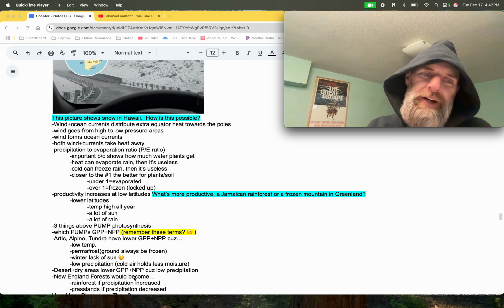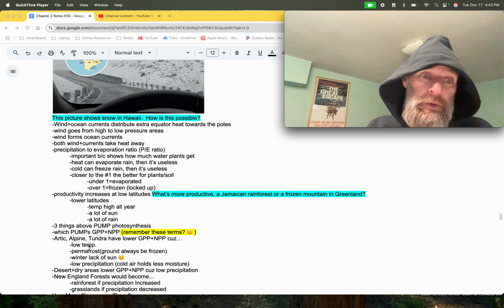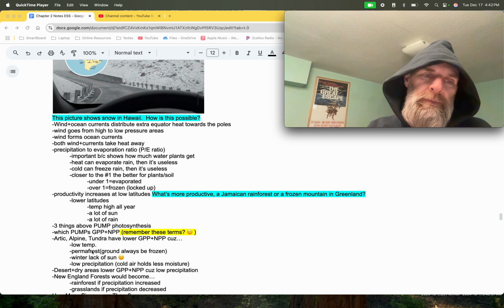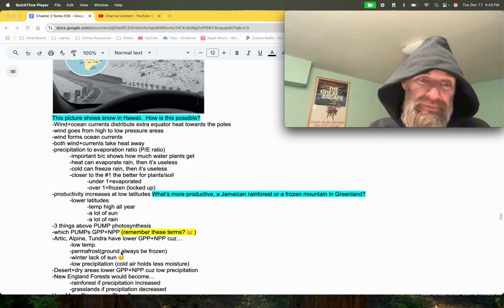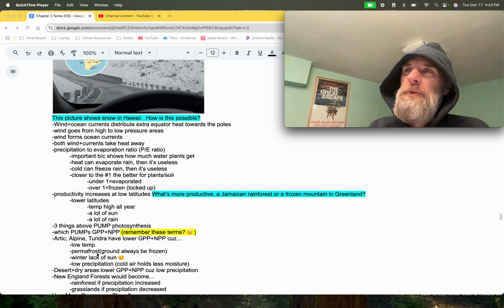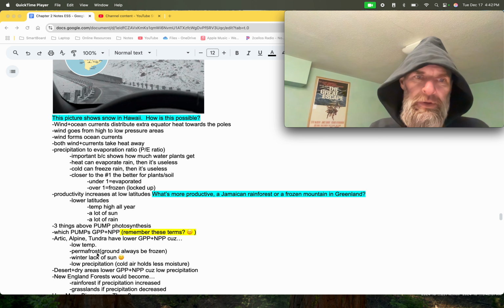Arctic, alpine, tundra have lower GPP plus NPP. Plus, throw in there maybe a desert as well. So, low temperatures, actually, maybe not desert. So, low temperatures, permafrost, ground always frozen. Permafrost is like, we know this in New England, when there's no snow, but it freezes and you kick the ground and the dirt feels literally like concrete, that's what permafrost is.